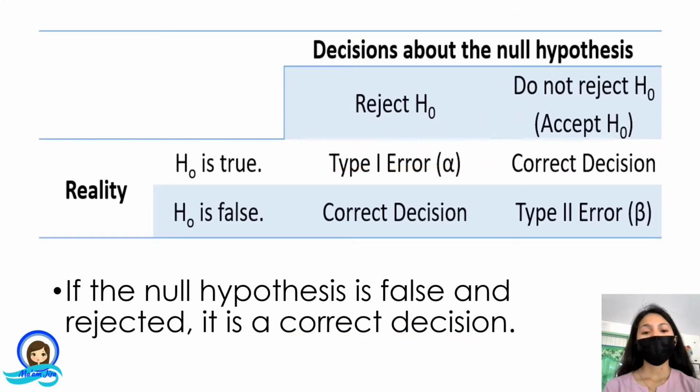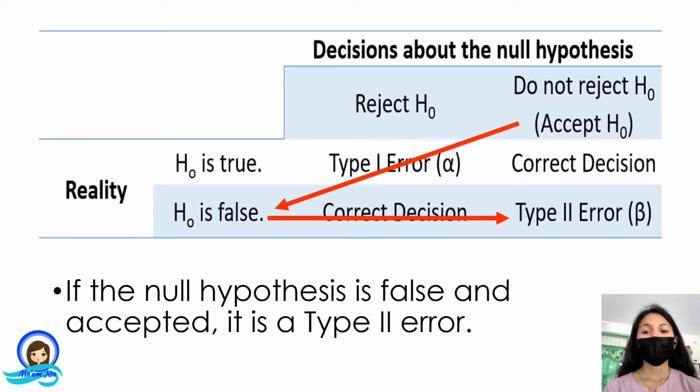Now, you see that the null hypothesis is false. In reality, the null hypothesis is false, and you reject the null hypothesis. Then again, congratulations, you made a correct decision. So if the null hypothesis is false and rejected, it is a correct decision. However, if you fail to reject a false hypothesis, you commit a type 2 error. So if the null hypothesis is false and accepted, it is a type 2 error.